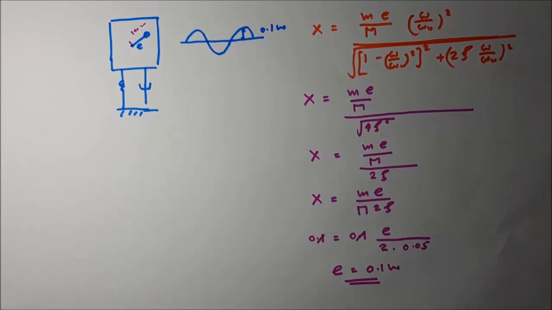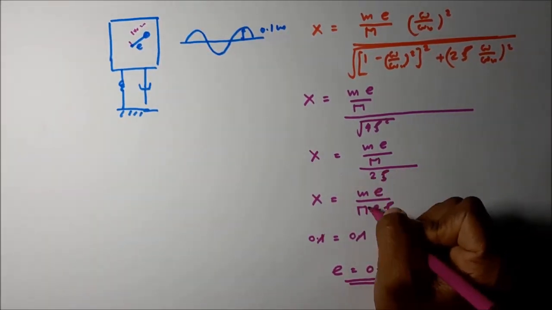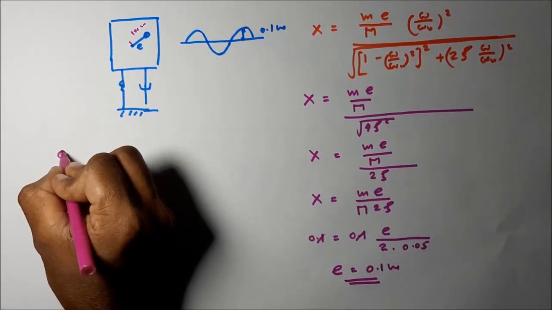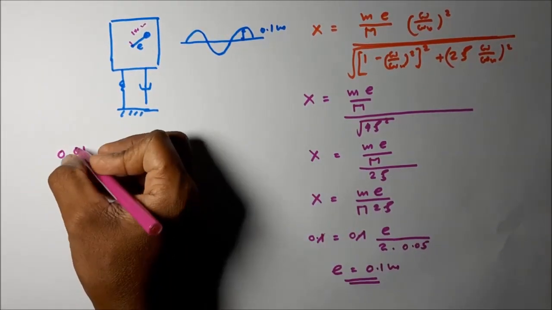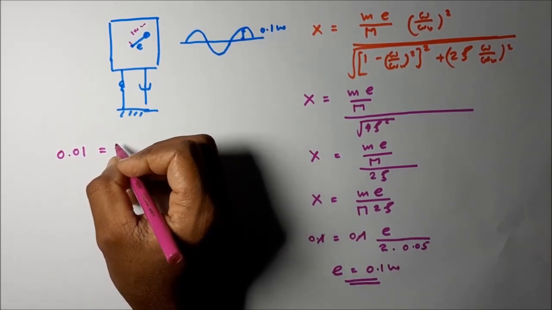As the second part, it says to also determine how much mass should be added to the system to reduce the amplitude of vibration to 0.01 meters. This also happens at resonance, so we can use this equation. Finally we want 0.01 amplitude. Then how much mass do we have to add?